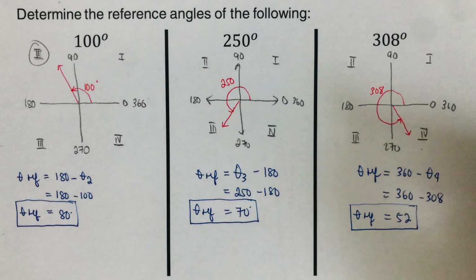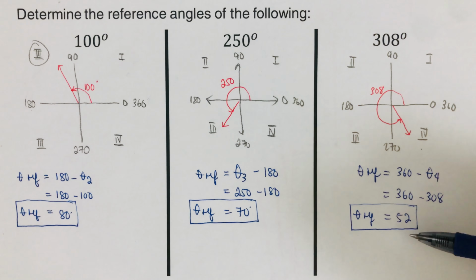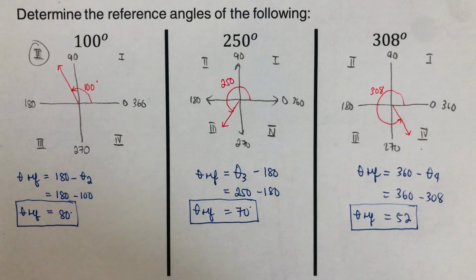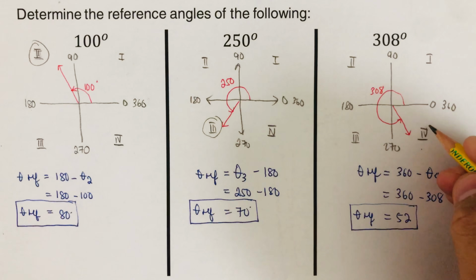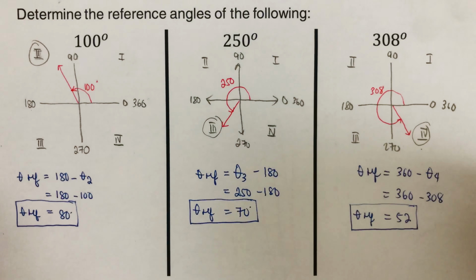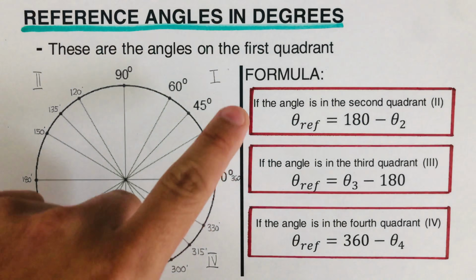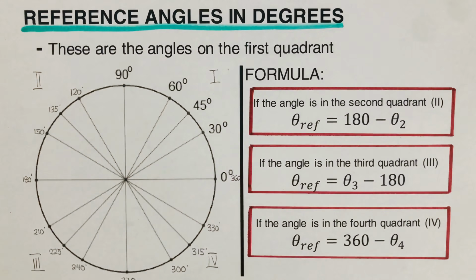Okay, so the reference angle for 308 is 52. Did you get the same answer as this? Good, perfect. Again, please remember that it is very important that we label the quadrant so we know which of the formulas we are going to use in order to determine the reference angle. And again, these are the formulas to determine the reference angles.